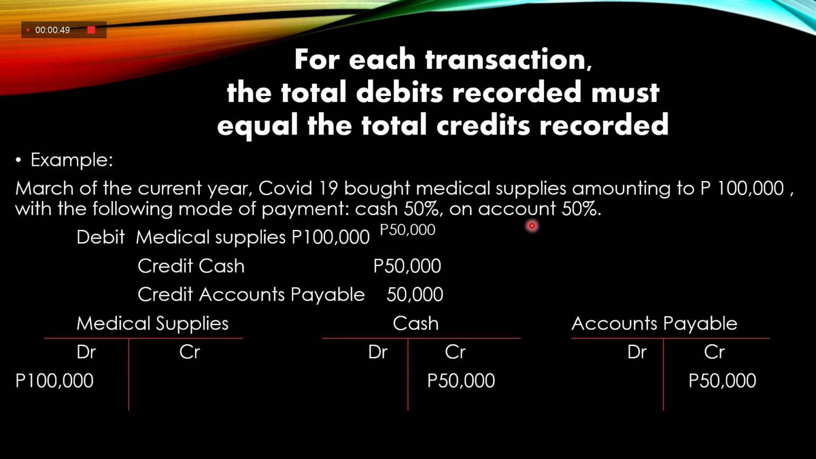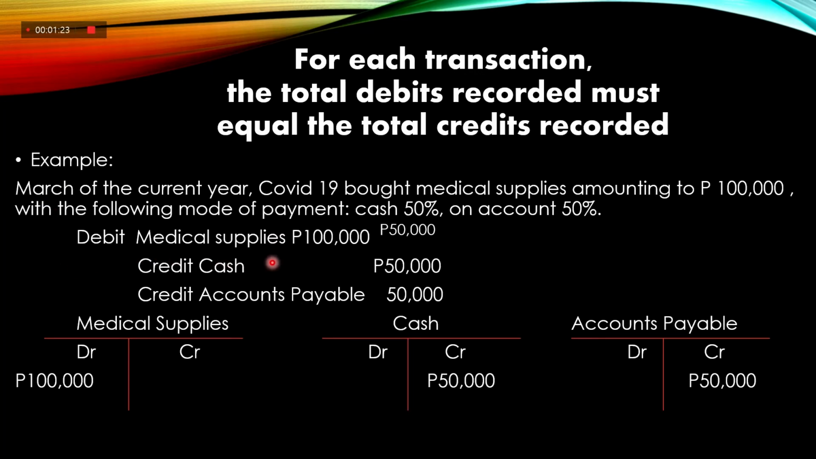And on account means that COVID-19 did not pay all the 100,000 pesos, and the 50% is to be paid either next month or the next year. It's silent, so it can be paid depending on the availability of cash of COVID-19. So 100,000 times 50% is 50,000 pesos on account. To journalize this, we have the following journal entries.